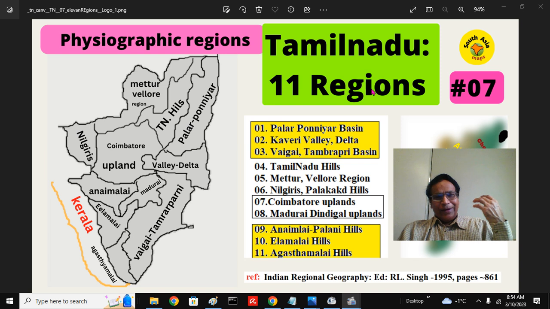We are continuing our fascinating discussion on the Tamil Nadu series, part 7 here. The topic of discussion is the physiographic regions of Tamil Nadu, the geographic regions of Tamil Nadu. That is essentially physical geography.